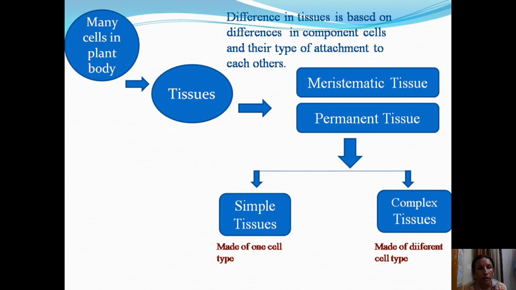Tissues are of two types, meristematic tissue and permanent tissue. Meristematic tissues have the capacity to divide, whereas permanent tissues lose that capacity to divide, and they are broadly divided into two categories, simple tissue and complex tissue. Simple tissues are made up of one type of cell, and complex tissues are made up of different types of cells.